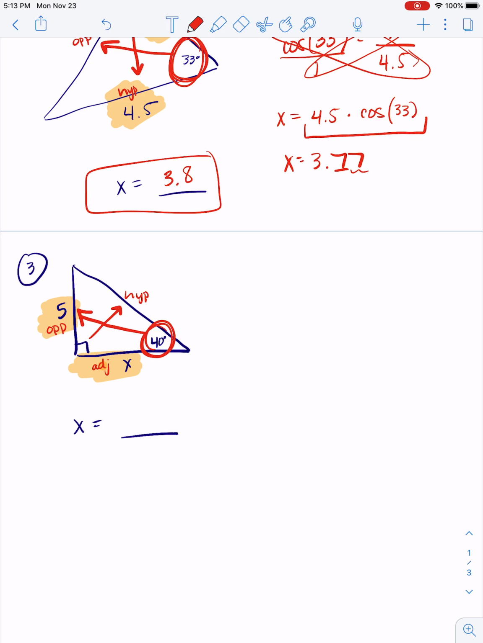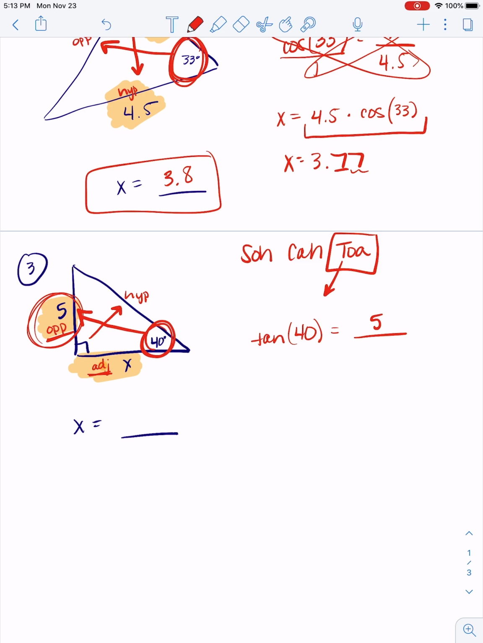So opposite and adjacent. So I'm going to think back to SohCahToa to figure out, do I use sine, cosine, or tangent? Well, I have opposite and I have adjacent. That would be this one, TOA. So the T stands for tangent. So I take tangent of our angle, 40, equals, and then I set up my fraction. Opposite on top, which we said was 5 from your triangle right here. Adjacent on the bottom is x. Put this side over 1, and we're going to cross multiply.